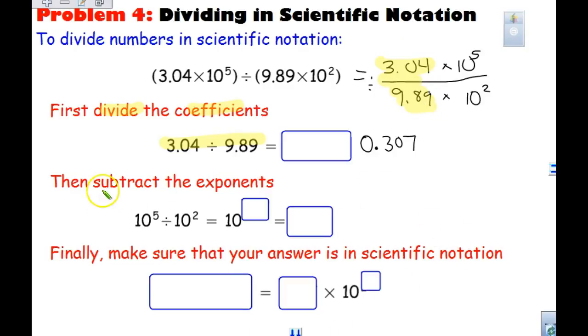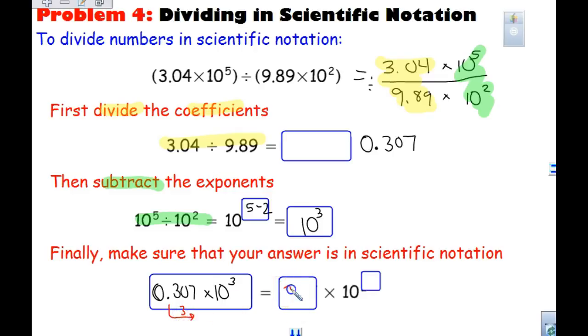Step 2 says then we look at our exponent rules. Since we're dividing, we are going to subtract our exponents. Okay? So we subtract our exponents, which means we're going to put 5 minus 2, which is going to give us 10 to the third. So we are looking at the problem, and we have 0.307 times 10 to the third. This is not in scientific notation, but just to be clear, this means times 10 to the third that I would have moved my decimal point over 3 places.